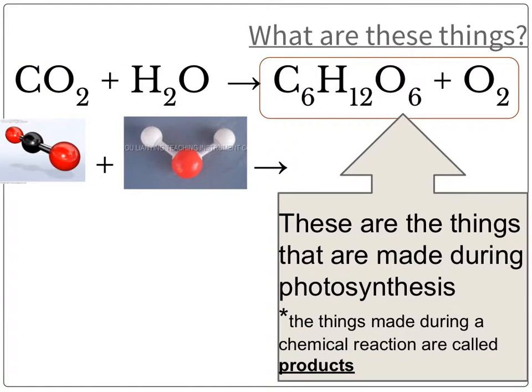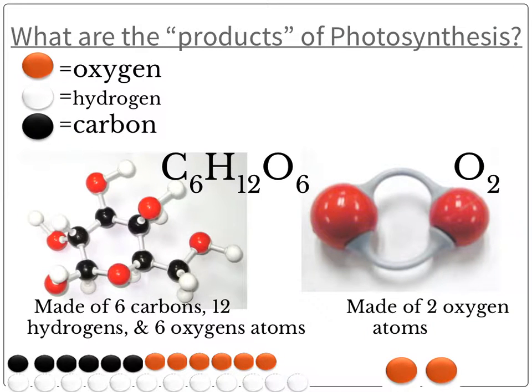The second part of a chemical reaction is the result of the chemical reaction. So when the reactants come together and a chemical reaction occurs, what comes out, the new substance that is formed from those reactants, are called the products. The products of photosynthesis are sugar and oxygen.